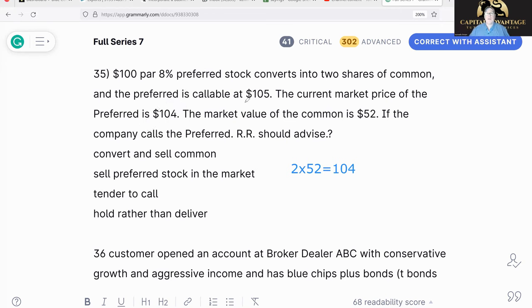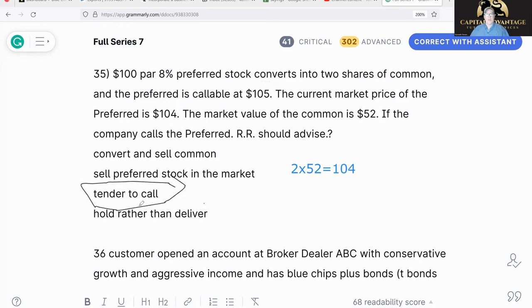So I go, okay, but it's callable at 105. So I'll make more. Now on capping and stuff, what'll happen in reality too is once they call the bond or the preferred, this price will go to 105. So it doesn't matter what you do there. But in this scenario, we assume it hasn't changed. 104 is my selling it, but 105 is call. So I will tender to the call.